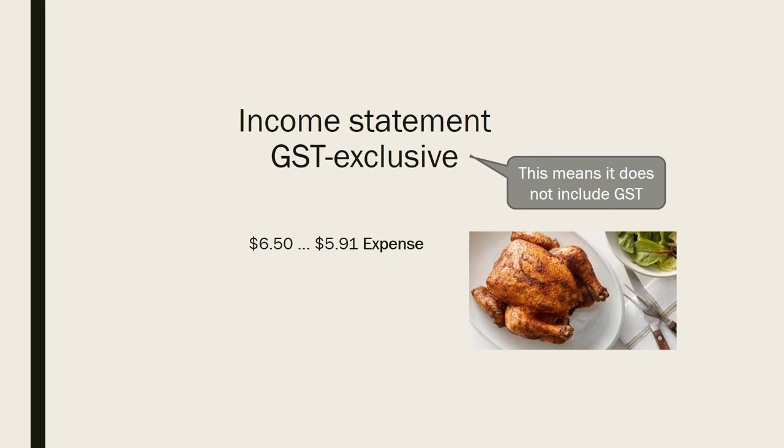The same also applies to a firm's expenses. Coles may have bought that chicken for $6.50. It would only include $5.91 as an expense in its accounts. The rest, 59 cents, is the GST Coles has paid to its suppliers and which it can claim back from the government. This amount is kept in a GST paid account.